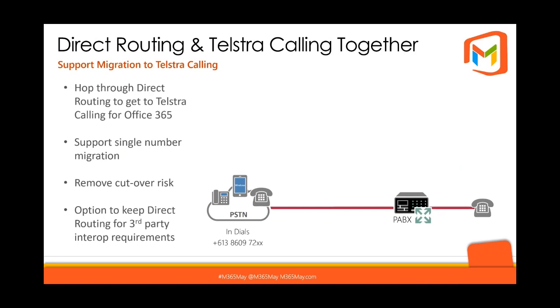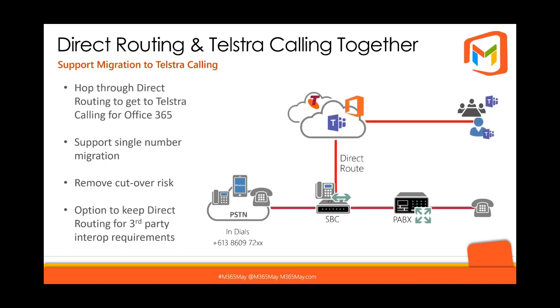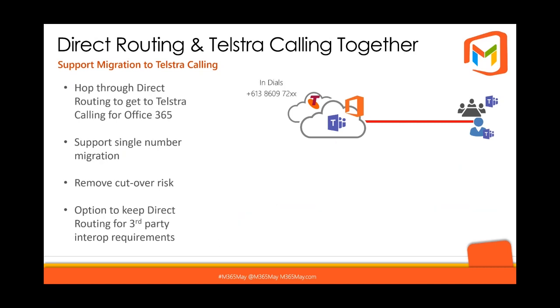direct routing. So here we have a PABX environment that we want to move eventually to Telstra calling, but we want to do it over time. Similar to what I showed you before, we put that session border controller in the mix and integrate it with Teams in Office 365. Once I've moved all of my PABX users to Teams, my number range gets ported up to the cloud, and then I can decommission all of my on-premises infrastructure. So, nice and tidy.